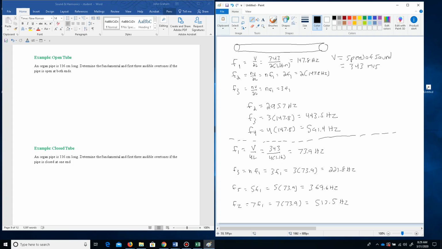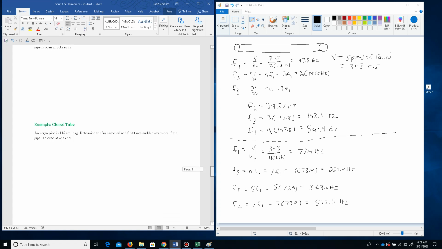So we end up with different frequencies with the tube open than with the tube closed. Beyond this, we're getting into the science of music, which I'm not big on.